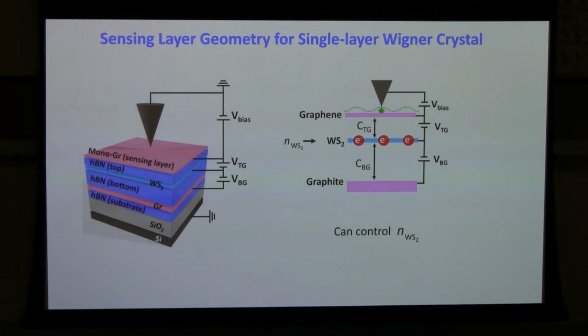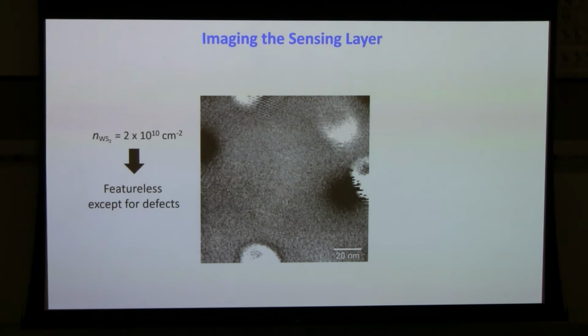That's the idea. So we did that, and this is what we saw. Here I show a dI/dV image of the top graphene layer for when we put a density of electrons in that WS2 layer of 2 times 10 to the 10th electrons per square centimeter. And what we see is really nothing. It's not very interesting. There's nothing much going on. These bright regions are defects, and so there's not much going on.